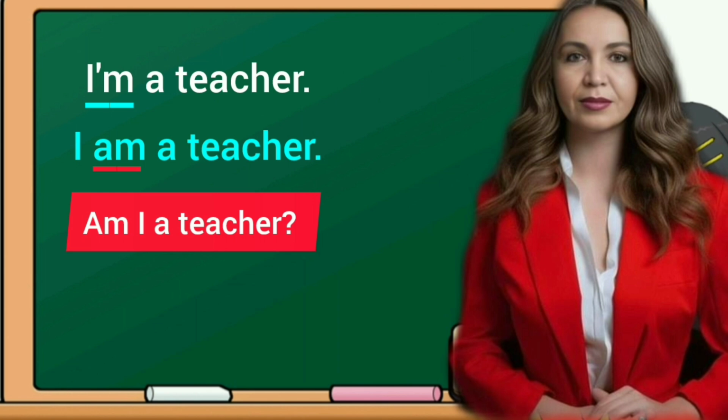Now you have to listen also to my intonation. How am I saying? I'm a teacher. So the question also, am I a teacher? You must have observed that when I'm asking a question, my intonation goes a little bit up. So for making a question, the intonation goes a little bit higher to show that it's a question.